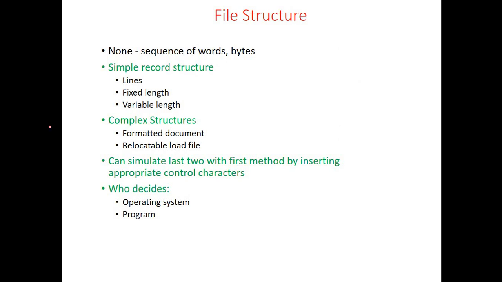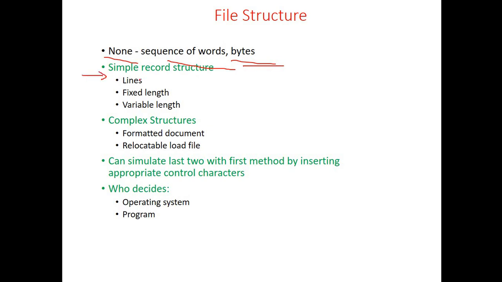File structure. Generally, there are three types of file structures the operating system can treat a file as. A no file structure means the operating system treats the file as a sequence of words and bytes. So here, no specific format of the structure is mentioned. Just the file is treated as a collection of words and bytes.